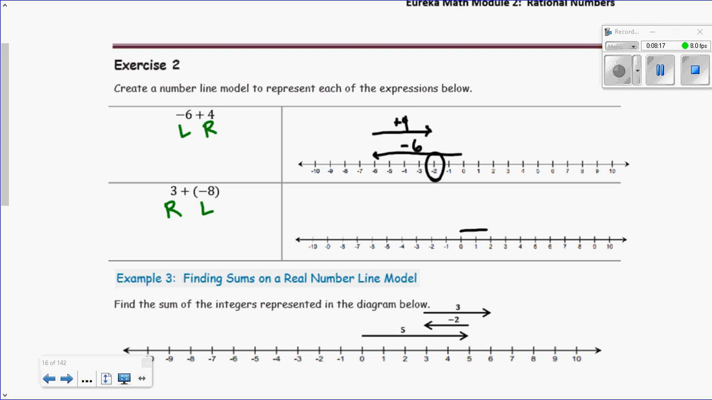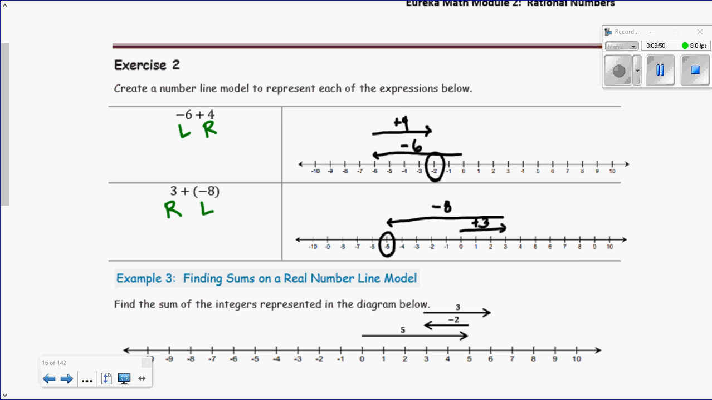We went 3 to the right and 8 to the left. So be careful. Don't go to negative 8. That's a common mistake. Some kids are like, well, it says negative 8, so I want to go here. But it doesn't mean go to negative 8. It means count 8 places to the left. So let's make sure I did that. 1, 2, 3, 4, 5, 6, 7, 8. Yes. Okay, so this was 3 to the right and 8 to the left. So we got all the way here to negative 5. Okay? Great. Now let's look at example 3.